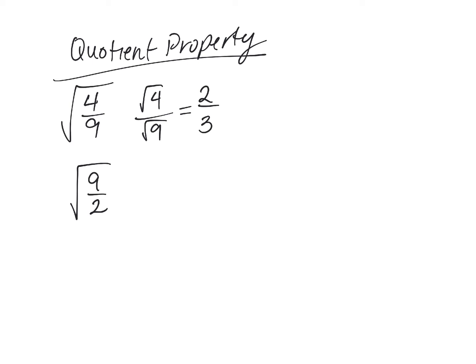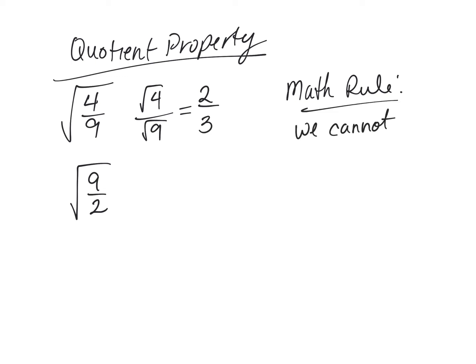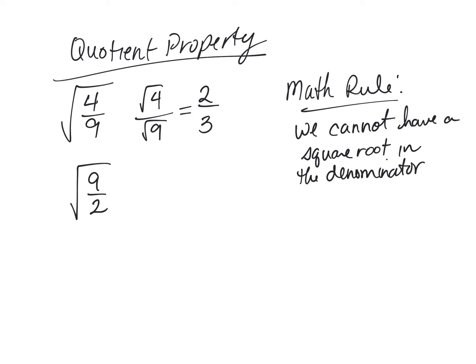Now what if they're not both perfect squares? We have a math rule. Don't you have to take out the denominator? Yes, we cannot have a square root in the denominator. So doesn't that mean you multiply by the square? So we have to rationalize it. It's called rationalizing the denominator because an irrational number is a square root that can't be simplified.